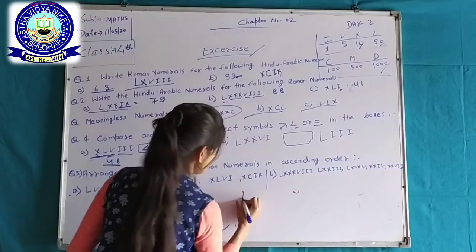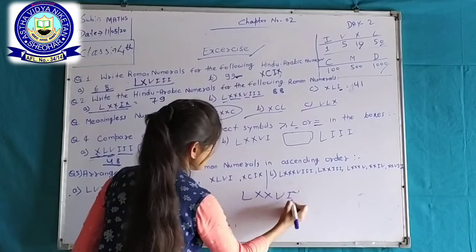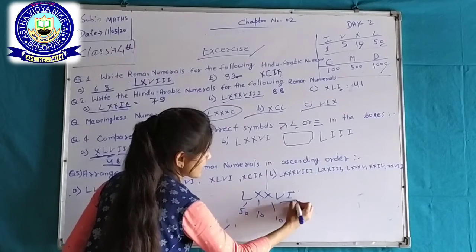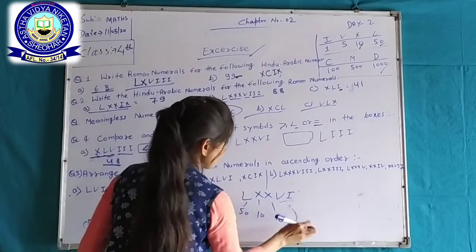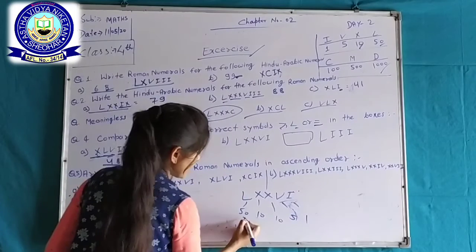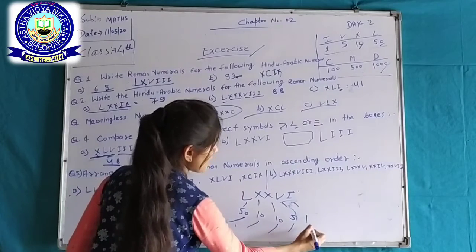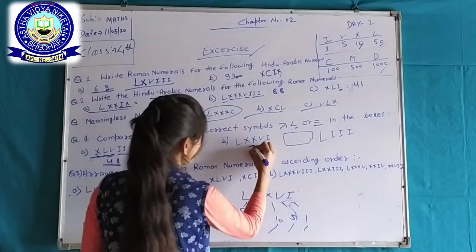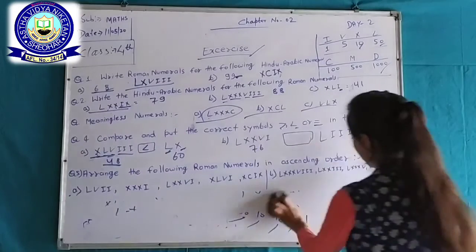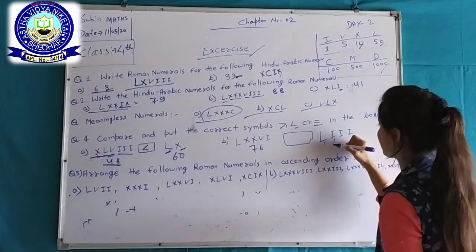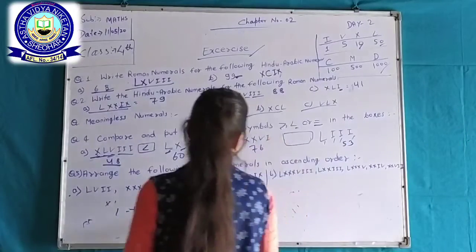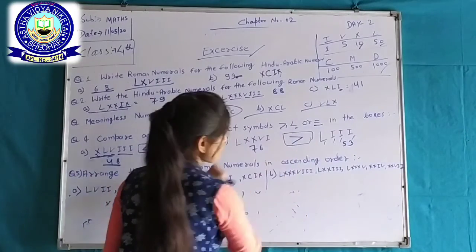Here is L double X V I. L means 50, X means 10, X means 10 and here is 5. V means 5, I means 1. Let's add it: 50, 60, 70, 75 and 76. The value of LXXVI is 76, and the value of this L and triple I is 50, 51, 52 and 53. It is 53. Which one is greater? We all know 76 is greater than 53.